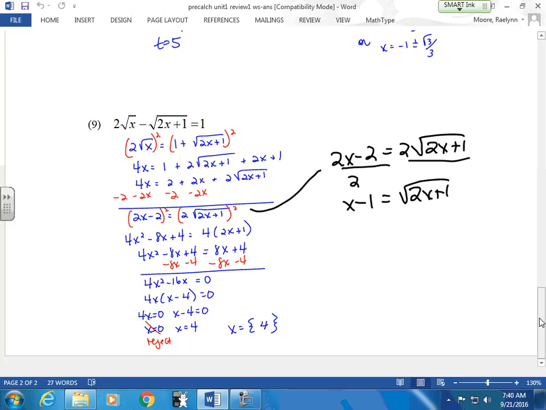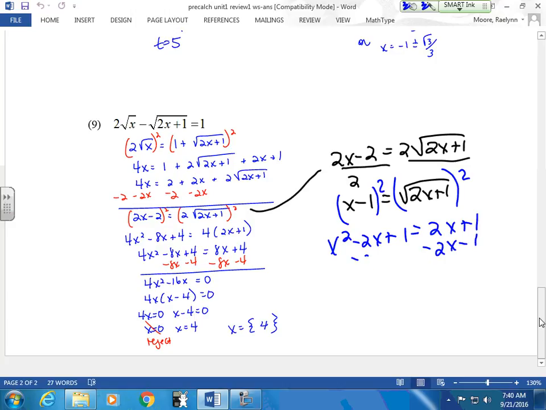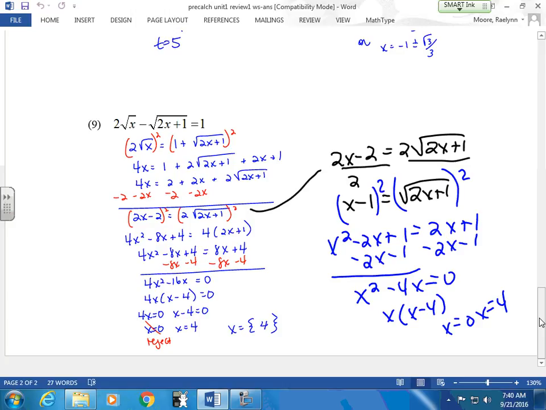I did that, but the answer that I got was different? Yeah. So move everything to the other side. So factor out an x. So x is equal to 0, x is equal to 4. Okay? The 4 didn't work?